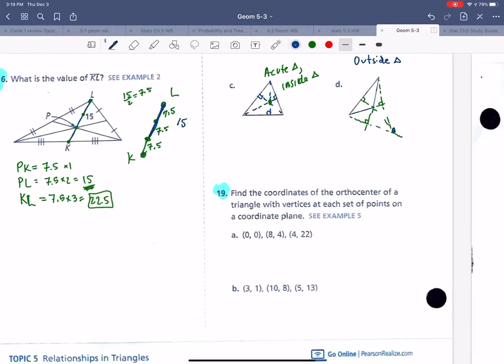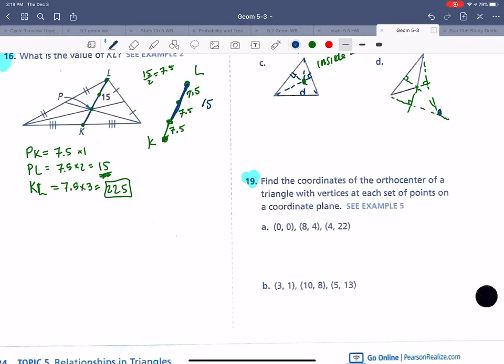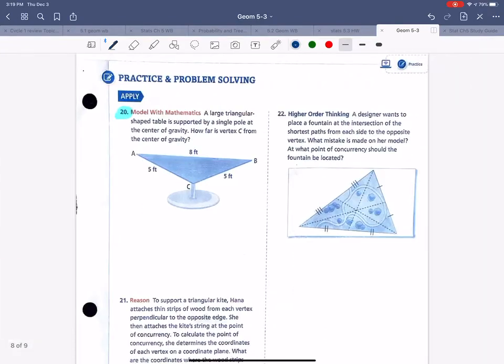19. Find the example 5. Okay, so this is going to take some graphing. Okay, so 19. All right, so I'm going to come back to 19.